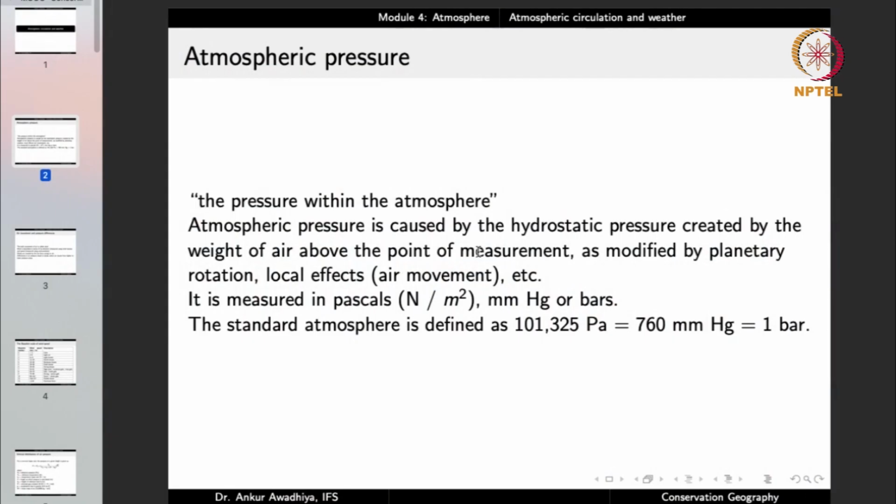So atmospheric pressure is caused by the hydrostatic pressure. This kind of pressure is known as hydrostatic pressure, created by the weight of air above the point of measurement, as modified by planetary rotation, local effects such as air movement, etc.